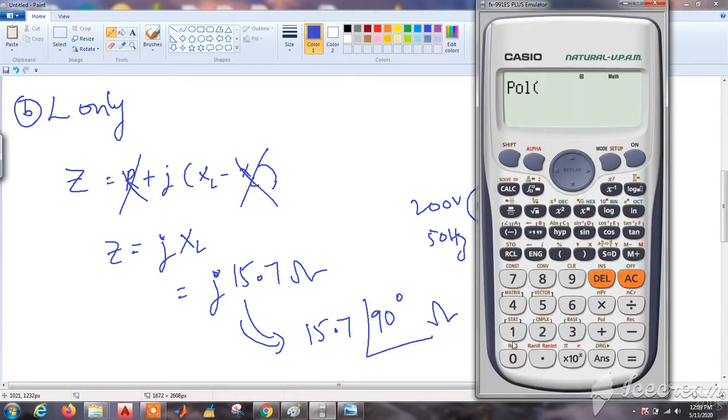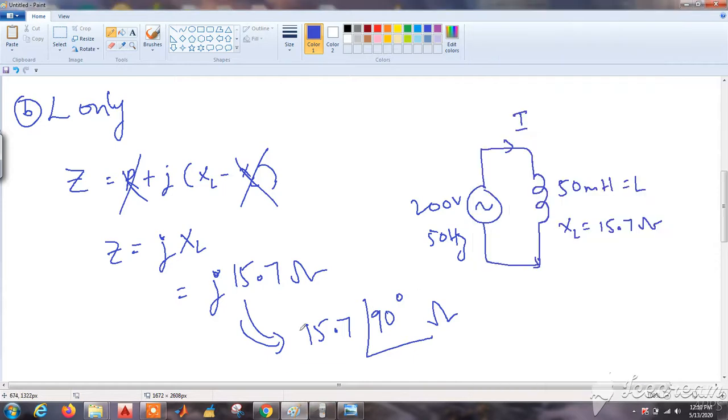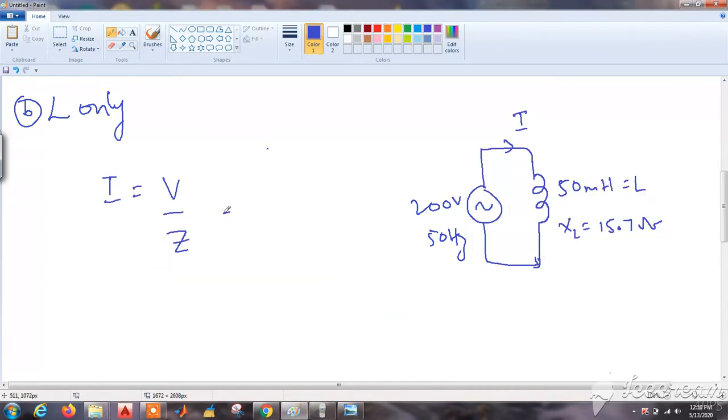Polar: the resistive element is 0, so 0 comma 15.7, we will get the same, that is 15.7 with an angle of 90 degrees. So this is our impedance. Now coming to I, that is V by Z, that is 200 divided by 15.7 with an angle of 90 degrees.